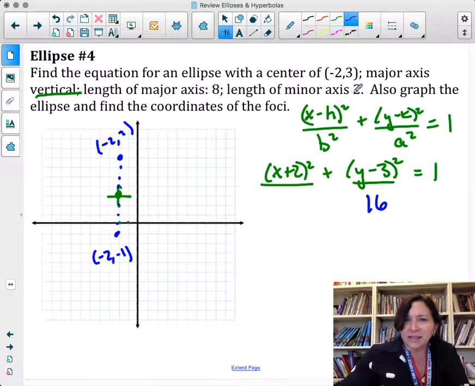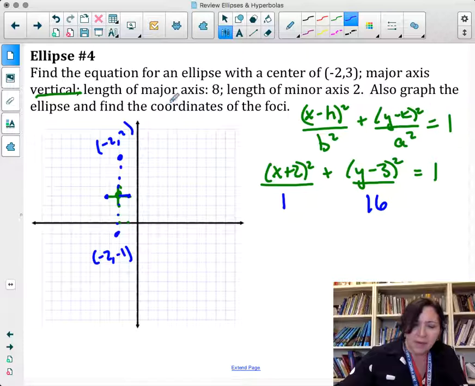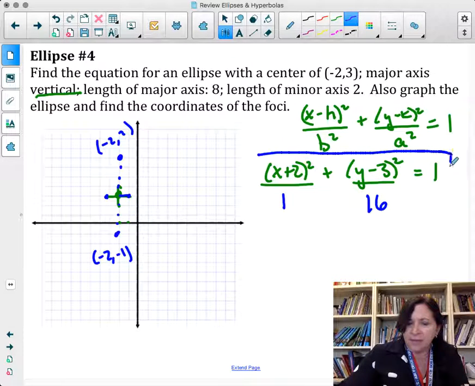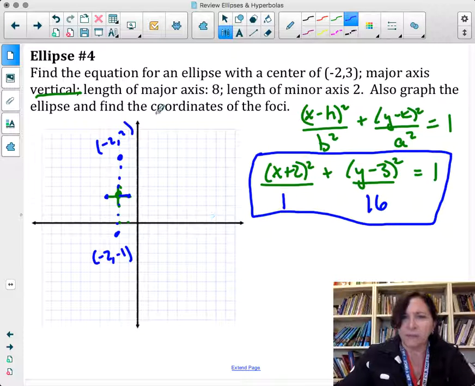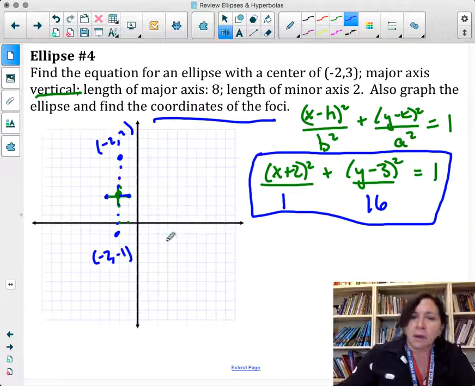It says that the length of my minor axis is 2. Well, that's just 1 to the right and 1 to the left. So that means 1 squared. So that's just 1. Also, graph the ellipse, check, we did that. And so we have the standard form of the equation. And the last thing we need to do is to write the coordinates of the focus points.